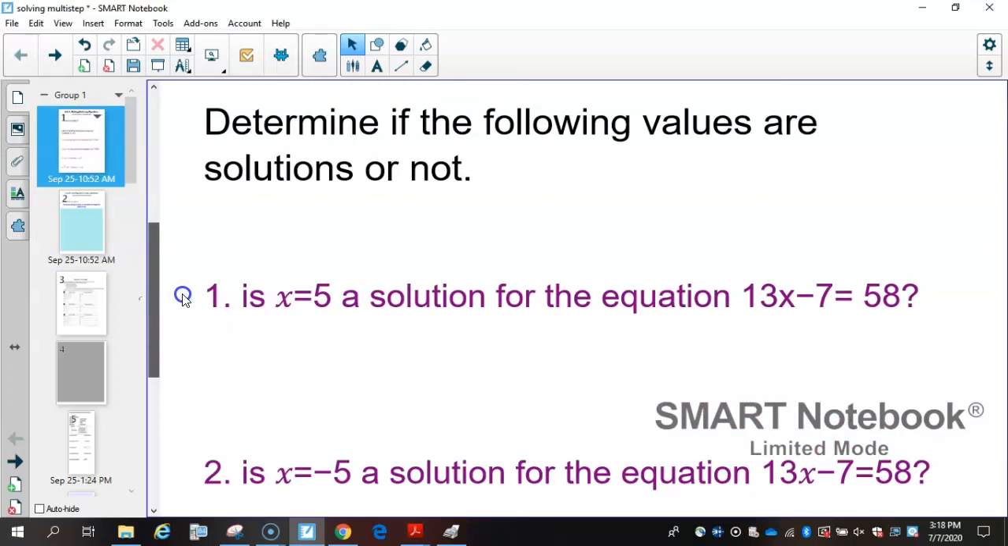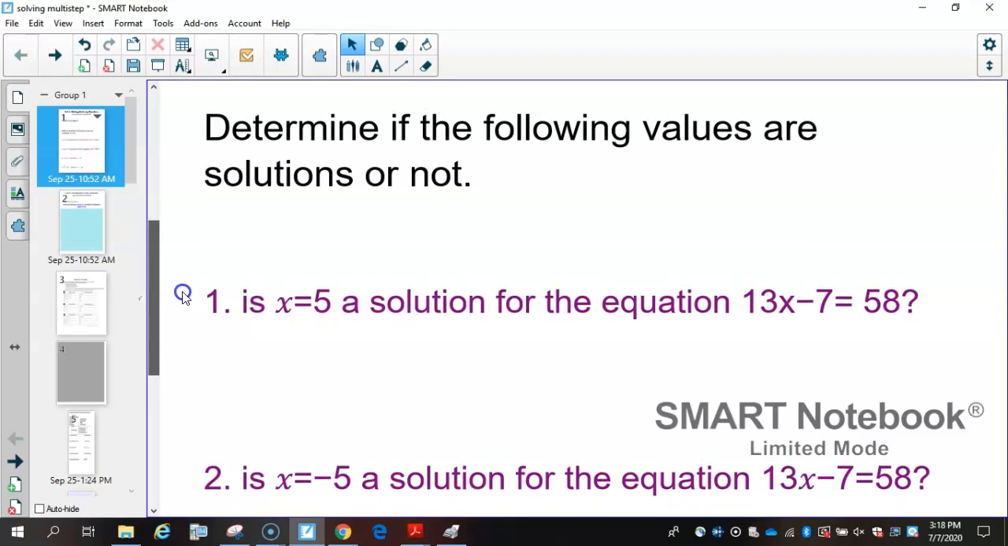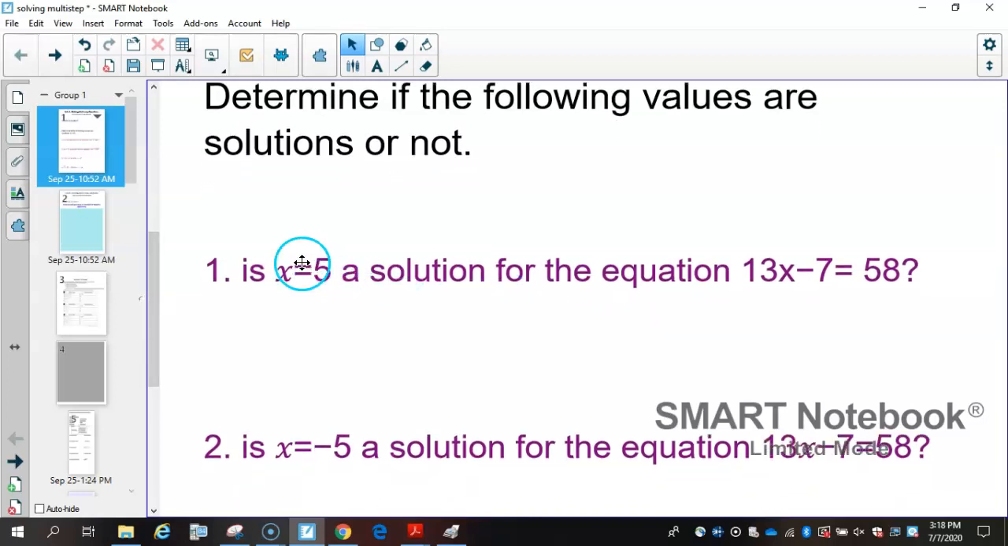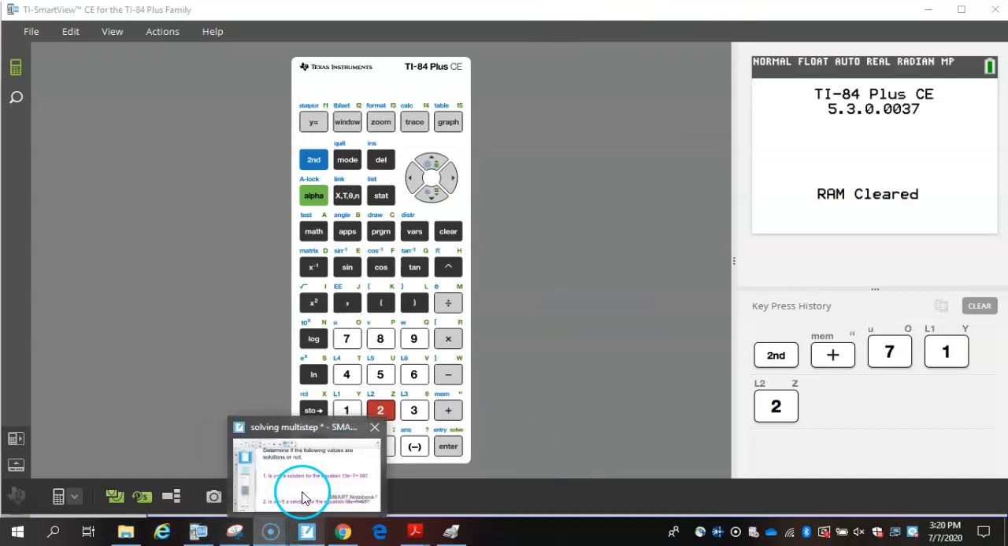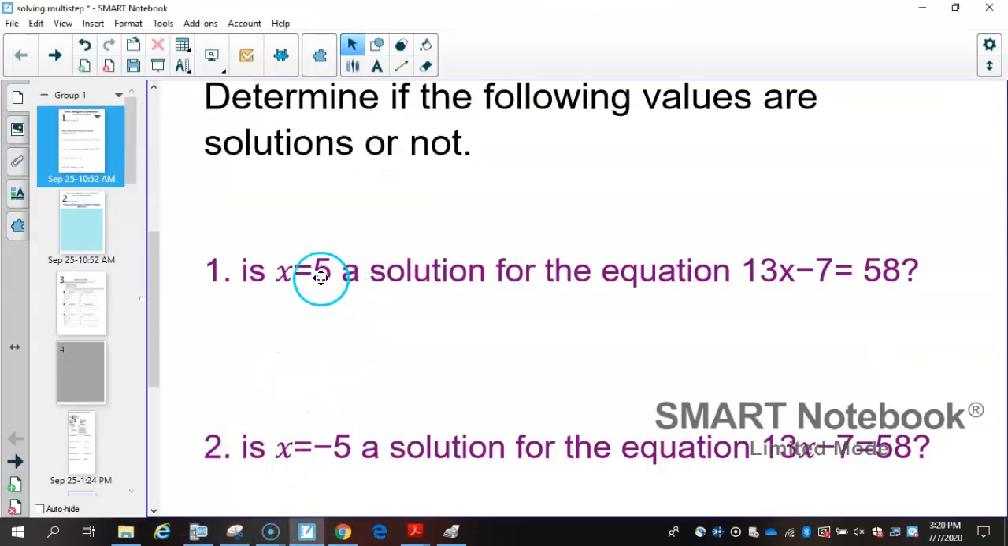Now we're going to determine if these are solutions or not. The way to do this is to put 5 in for x, or evaluate. This shouldn't be new, as we've done this in the last module. I'm going to pull up my calculator. I reset it first, and then we're going to do this problem. Is x equals 5 a solution for this equation? 13x minus 7 equals 58.